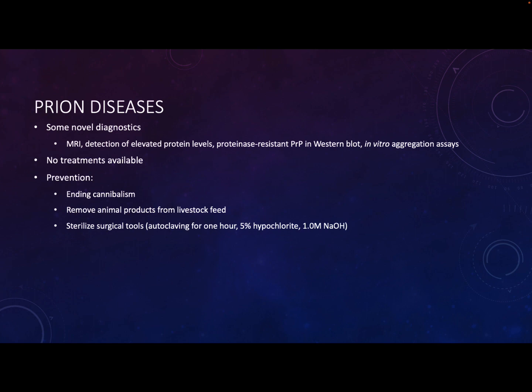So how do we prevent prion diseases? Well, if they're spontaneous or they're inherited, you don't have much of a chance, right? But some methods that have helped: don't eat dead people, right? End cannibalism. Don't eat live people either, just don't eat people. It helps to not eat people. Remove animal products from livestock feed.